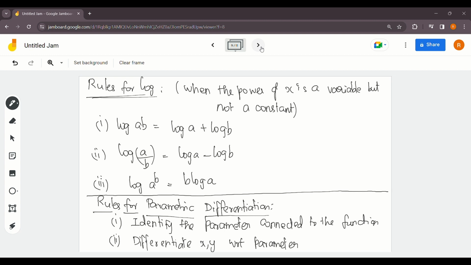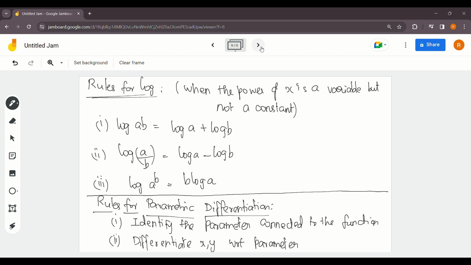So now the next important concept is logarithmic differentiation. I have given you the condition for logarithmic differentiation as well. When the power of x is a variable, that means the power should not be a constant, but a variable connected to x or y or something like that, then you have to compulsorily use logarithmic differentiation. I have given you the rules for it. Log of AB is log A plus log B, log of A by B equals log A minus log B, and log of A power B equals B log A.